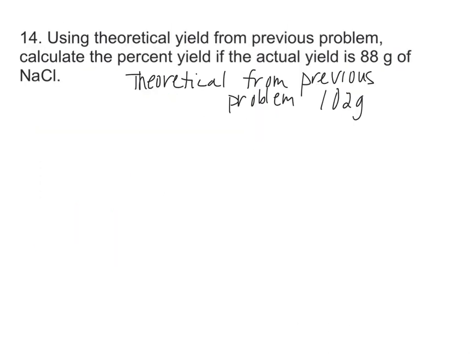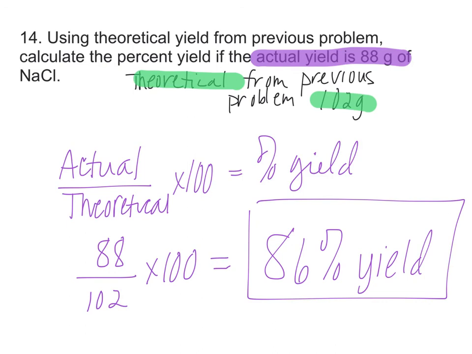All right, last problem of the review. Let's go ahead and work this really simple, easy one. From the previous problem, we got 102 grams. So pause it and get your percent yield. All right, how'd you do on the last problem? Hopefully you got 86% yield.